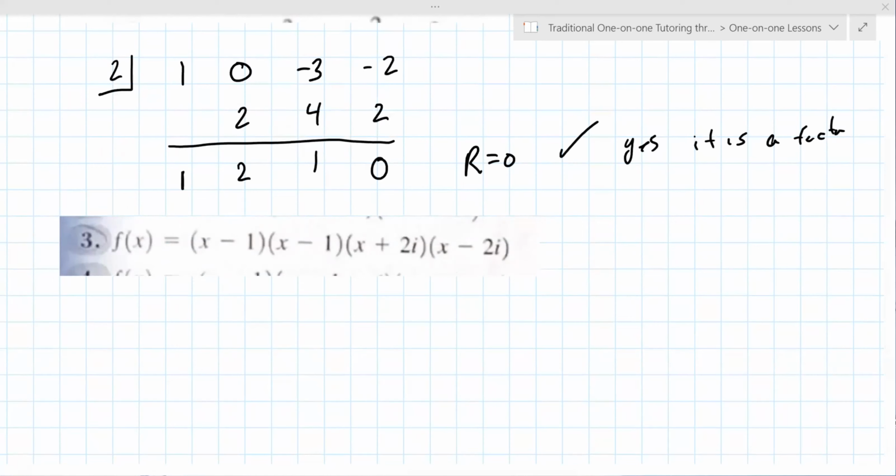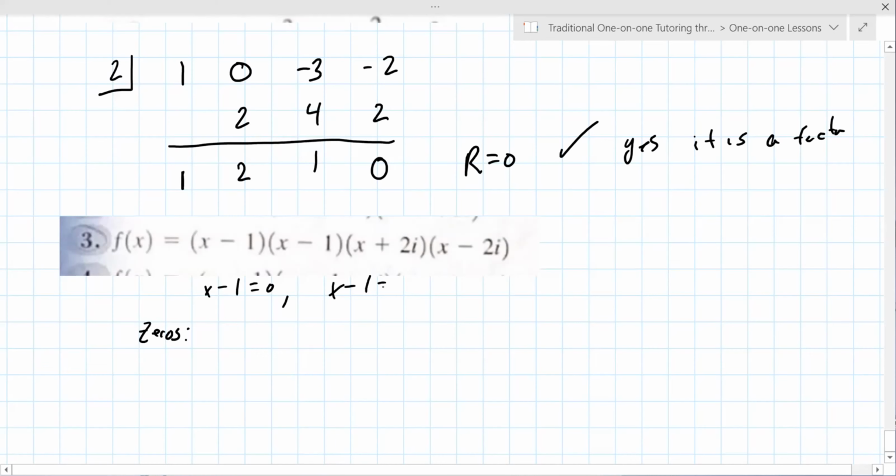Number 3 says, write a polynomial in standard form and identify the zeros of the function and the x-intercepts of its graph. Okay, so the zeros and the x-intercepts. The zeros are the easy one. It's whatever you set each of these equal to 0. So it's x minus 1 equals 0 and x minus 1 equals 0, which is the same. And that leads to 1. X equals 1 is a 0.